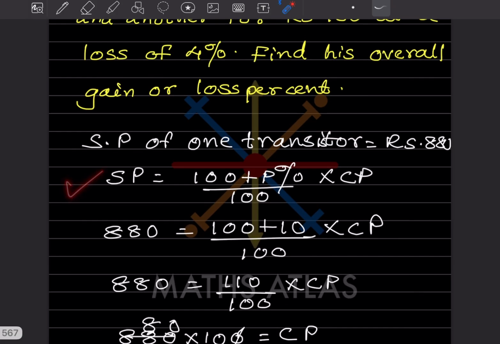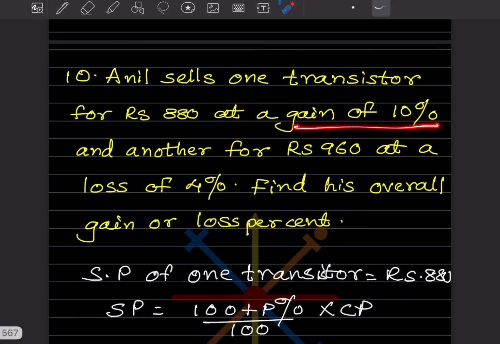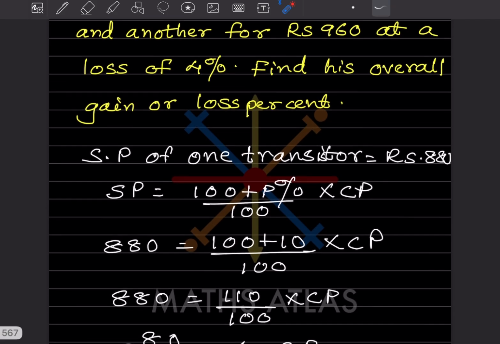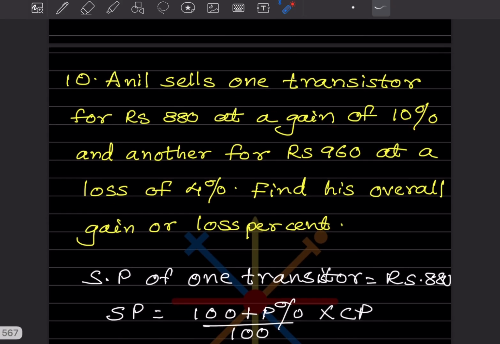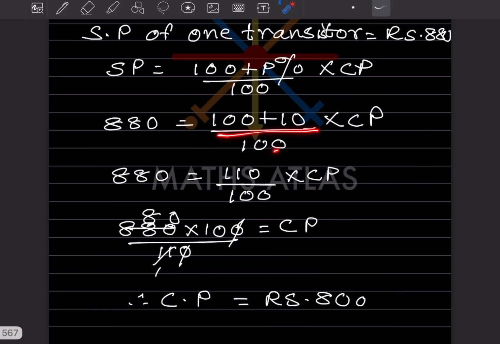We know the formula. Selling price is 100 plus profit percentage divided by 100 into CP, because here the gain of 10% means the profit is 10%. This is the important formula. So you know the selling price is 880. Here is 100 and the profit is 10%, divided by 100 into CP. So 880 is equal to 110 divided by 100 into CP.